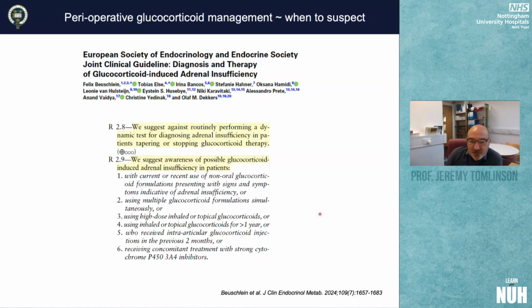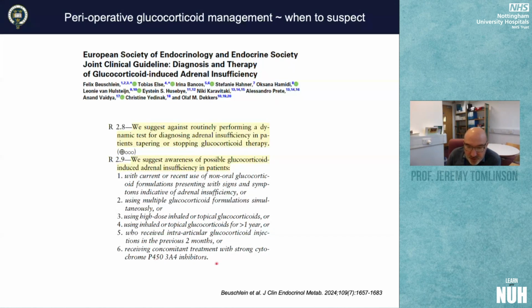So what they actually said was that we can't really test everyone, and that provided people are clinically well, that may be sufficient, but we should have a degree of awareness in specific groups of patients. And it's those patients that have either current or recent use of preparations who've got signs and symptoms of adrenal insufficiency. That may be postural hypotension, that may be fatigue. So things that may alert you to adrenal insufficiency. If you're on lots of different types of glucocorticoid, high doses of inhaled, high doses of topical for a grade of the year, intra-articular glucocorticoids are particularly potent at causing adrenal suppression.